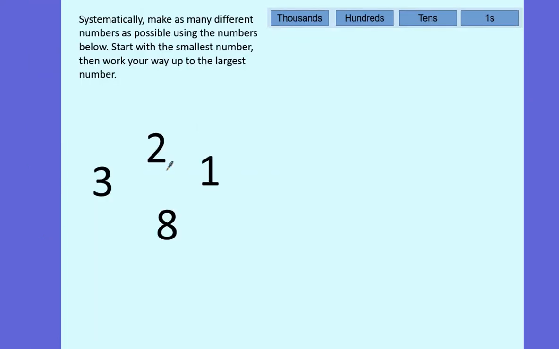Okay, I'm now giving you 4 different cards, 3, 2, 1 and 8. And I want you to arrange those in as many different ways as possible, starting with the smallest and then increasing upwards, so in ascending order. How many different numbers can you make from those 4 cards? Pause the video for 10 to 15 minutes now and have a go at this in your light blue books for me.